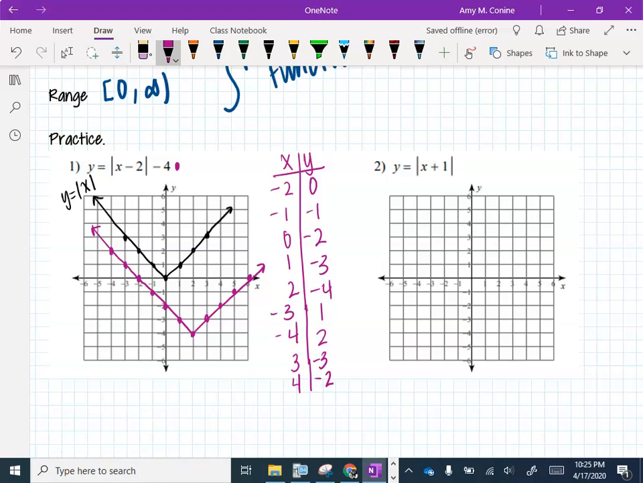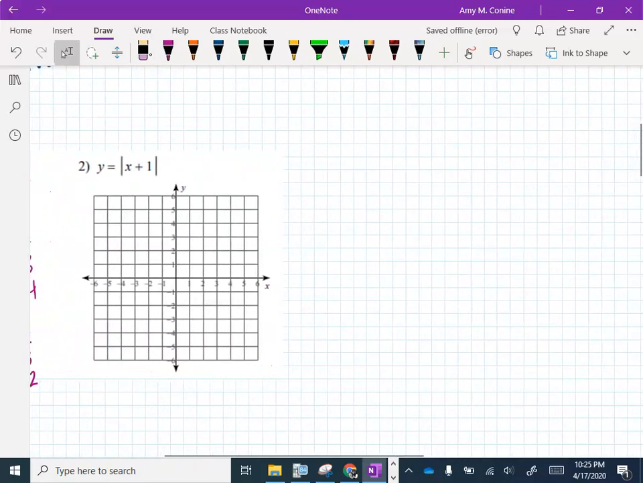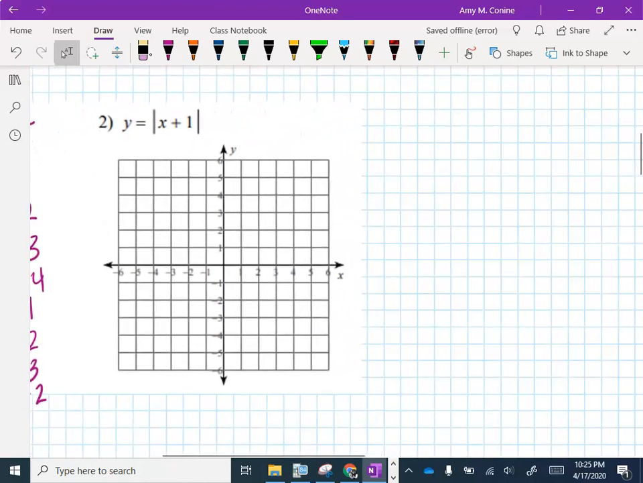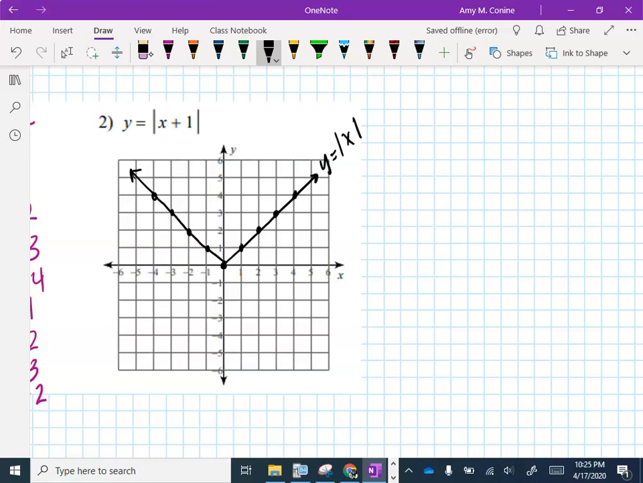So for problem two, move over here. Get a little bigger, there we go. I'm going to put in my parent function. I would go ahead and do that too. I want you to see how it changes. We're going to talk about what that looks like in upcoming notes. So this is y equals my parent function, which is absolute value of x. So here we have absolute value of x plus 1. So again, I'm going to take a look at my -2, -1, 0, 1, and 2 and see what happens.